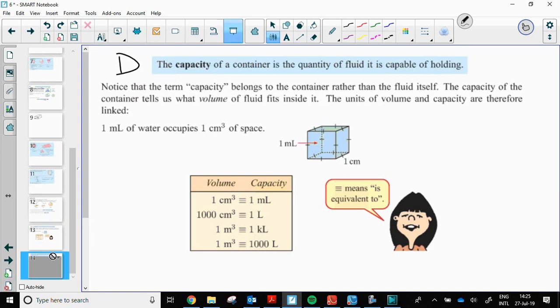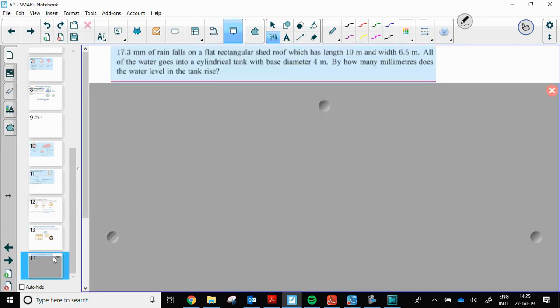This is like the most interesting problem in the whole chapter. You can see there's a lot going on here.